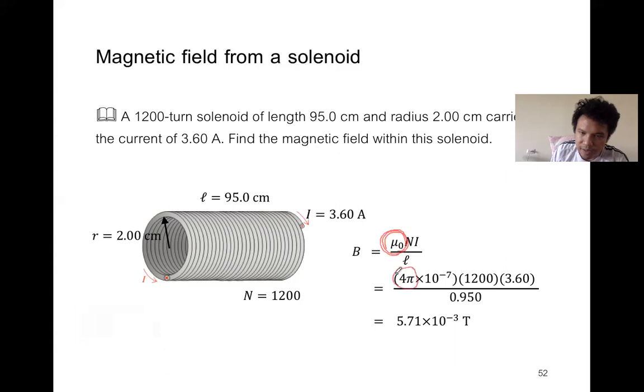Is the permeability of the magnetic field within the vacuum. Okay, so using this constant, we can calculate the magnetic field.